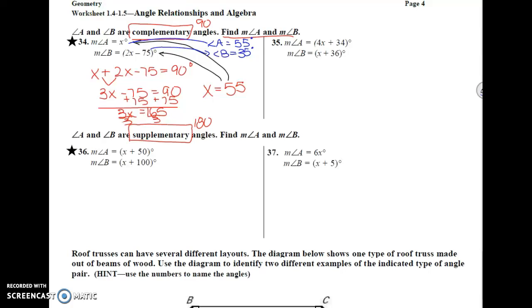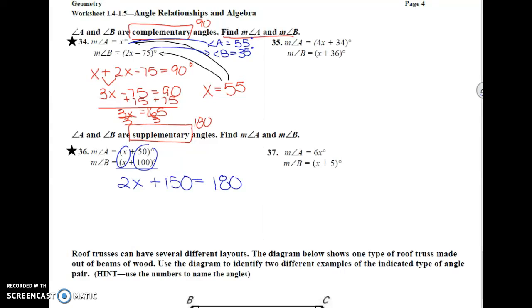When you get to question 36, the only difference is now that we have supplementary. So instead of equaling it to 90, it will equal to 180. If you do want to save a little time, you can add those together before you write them out. X plus x gives you 2x. And 50 plus 100 equals 150. That will simplify your equation a little bit.